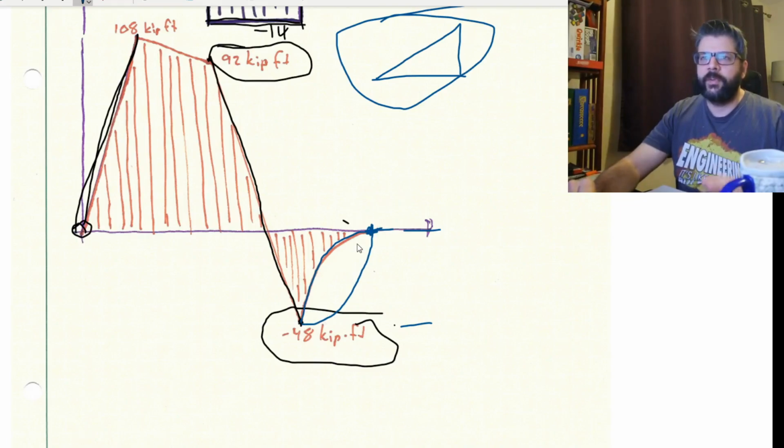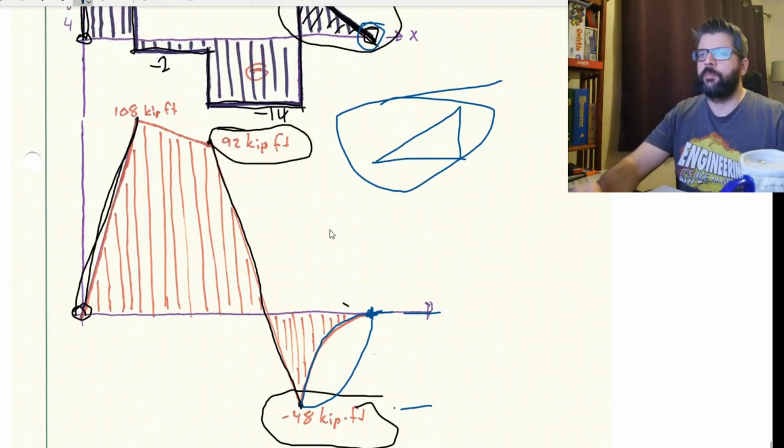Always keep in mind that the slope of your moment diagram is equal to the value of your shear diagram, and that'll let you fill in the gaps of when your moment diagram is changing the fastest and when it's changing the least.